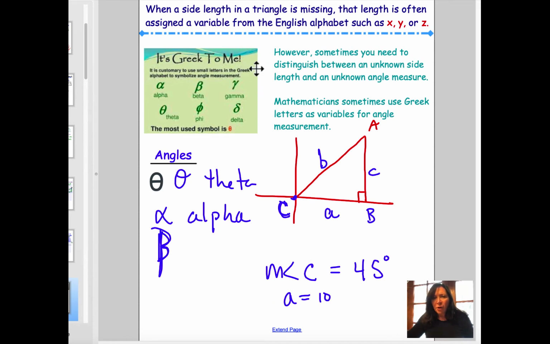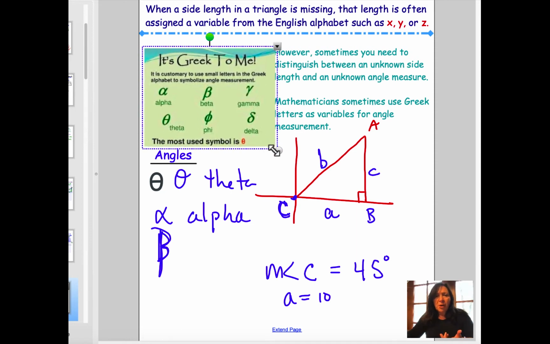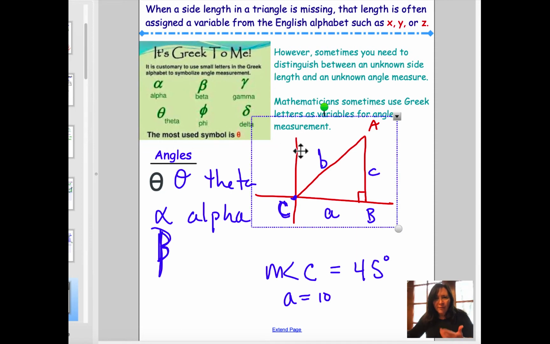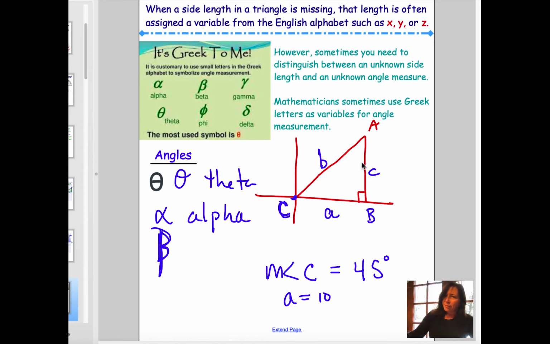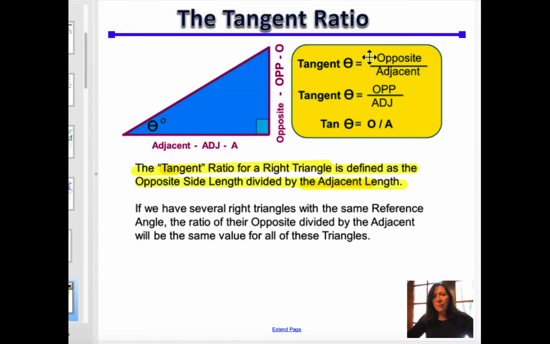There's also gamma, and there's delta, and there's phi. And I don't really use any of those. Most often I'm going to use theta and alpha, but I do want you to be aware that there are other symbols that represent an angle. Okay? So these guys are using theta. So I'm going to introduce what's called the tangent ratio.